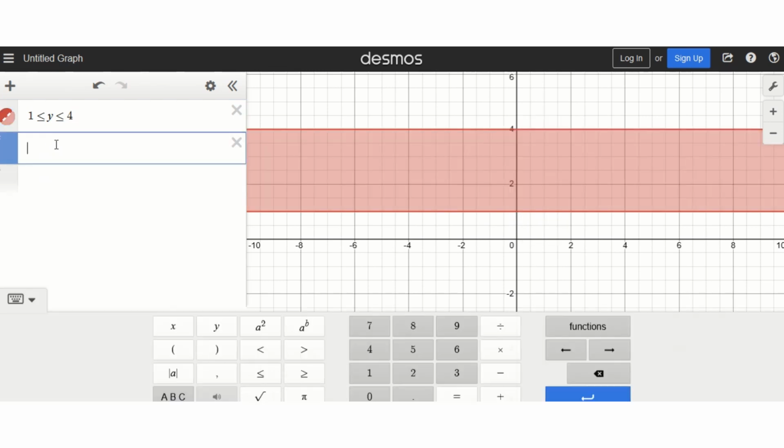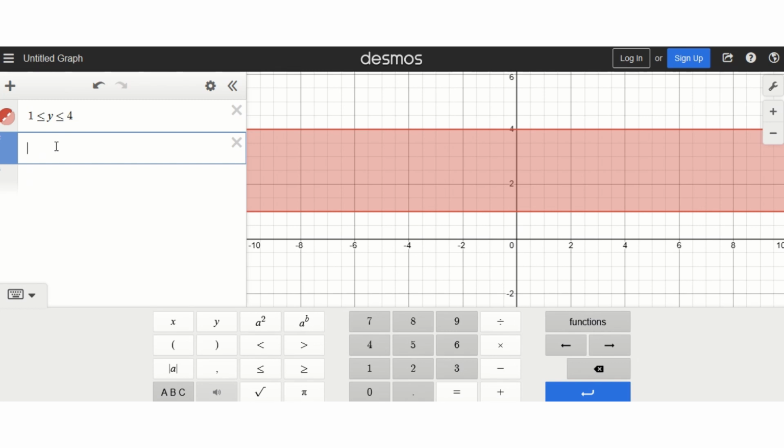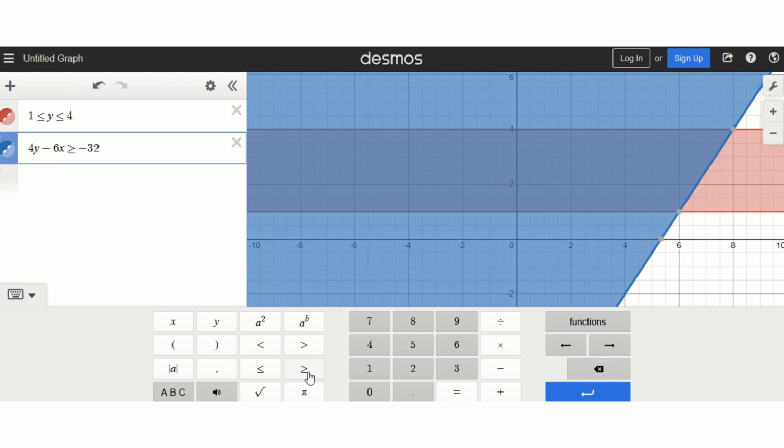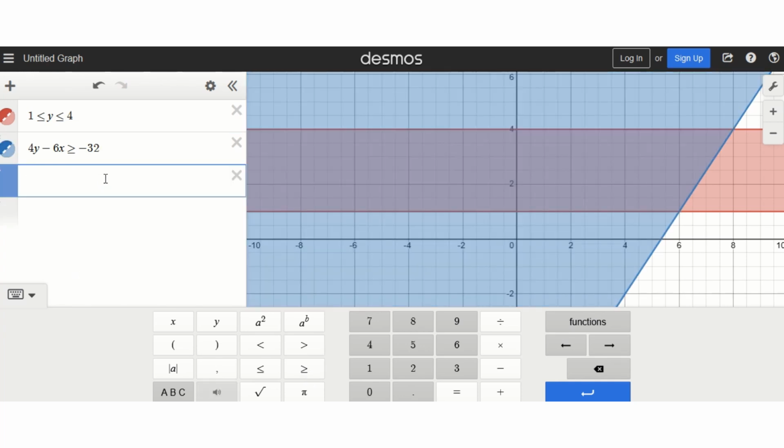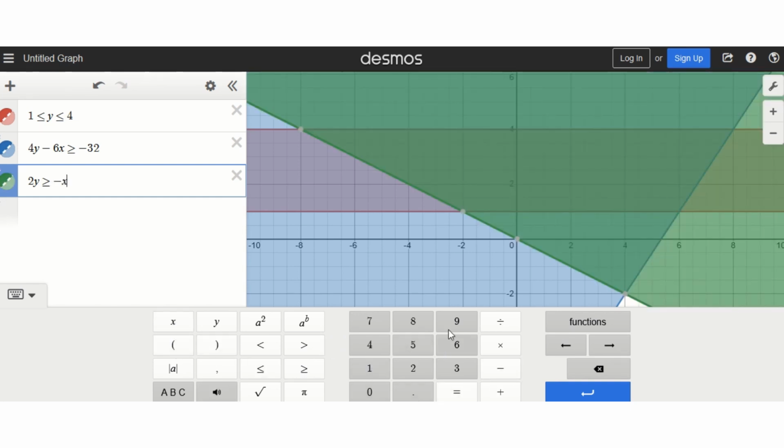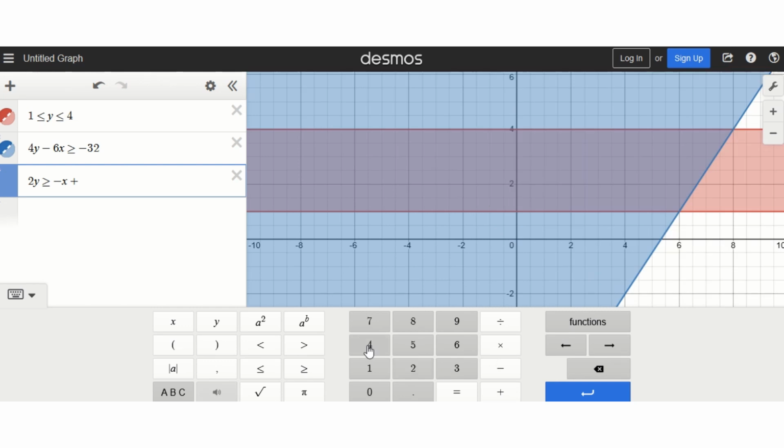Okay. Now we move on to the next system. So the next which is given, I'm typing as given in the question, greater than equal to minus 32. So this is going to be this shaded region. And remember, we have to take the common shaded region. So we will draw the last inequality as well. So this is the last one.